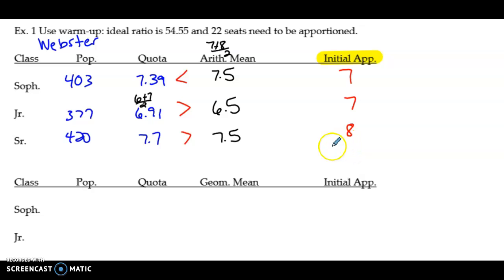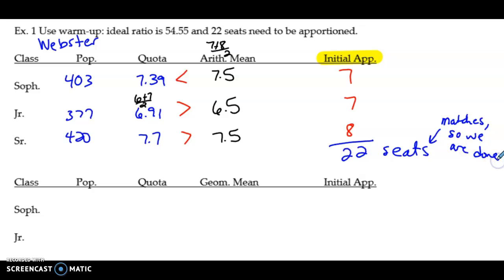So then you need to add up your seats. So we have 7 and 7 and 8, 22 seats, and that's what I wanted. So then we're done. Okay, so since it matches what we wanted, we are done. Okay, it's good to go.